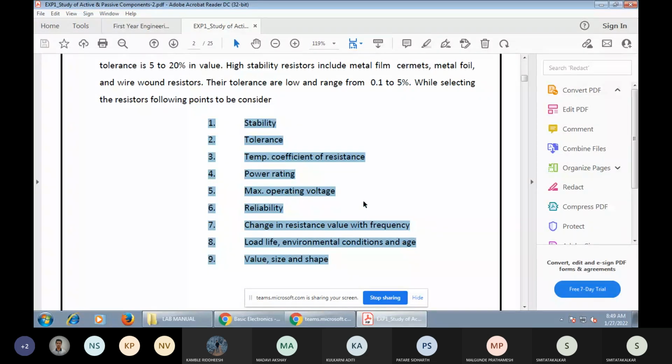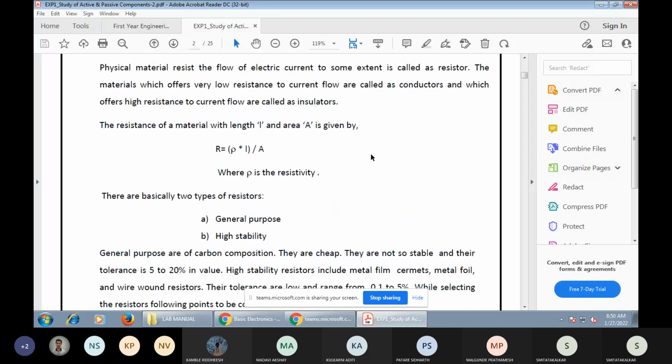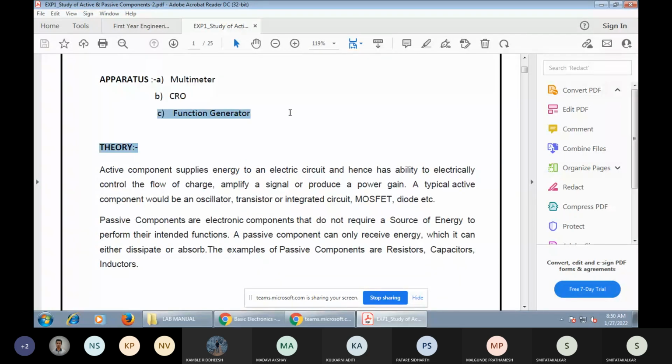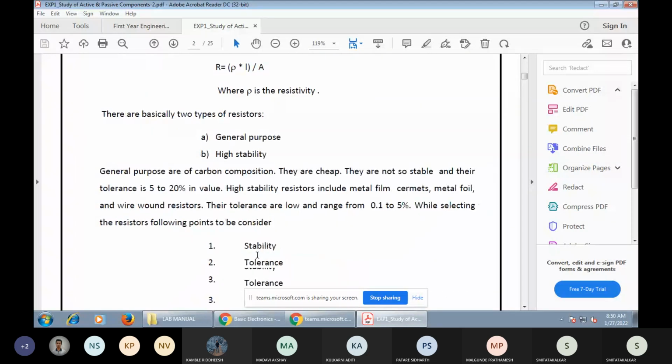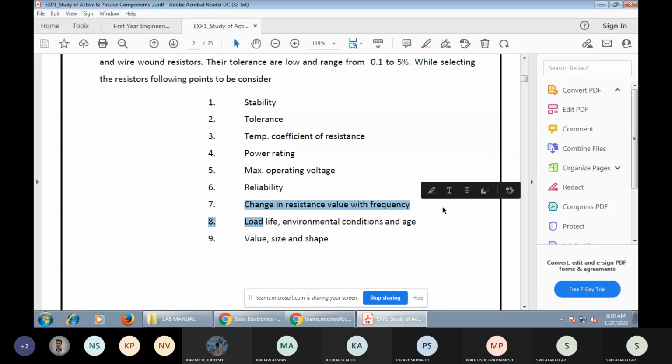Then operating voltage: a maximum operating voltage greater than 15 volts or 20 volts is required because the resistor is used in circuitry. Reliability: it is reliable. Then the resistance value with frequency: you can change the frequency like 1 hertz, 2 hertz, 5 hertz, 100 kilohertz, according to the input connected through the function generator. You can increase the frequency and the resistance value changes with it.